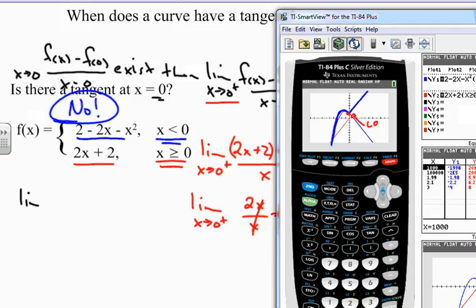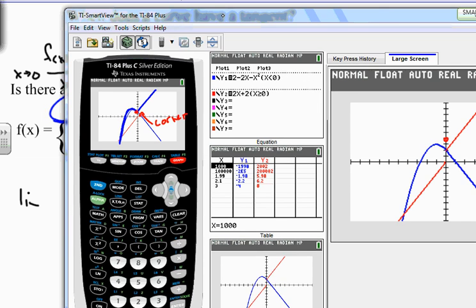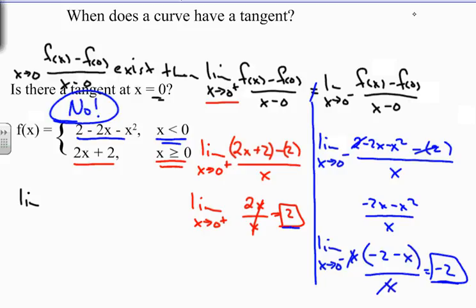there is actually a corner. And corners occur when these two values to the right and left do not equal each other. And so that's what we have right here, and why that tangent doesn't exist.